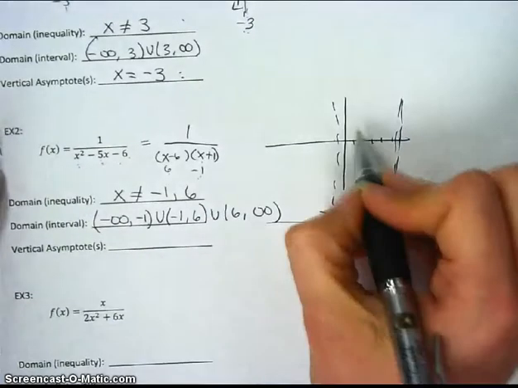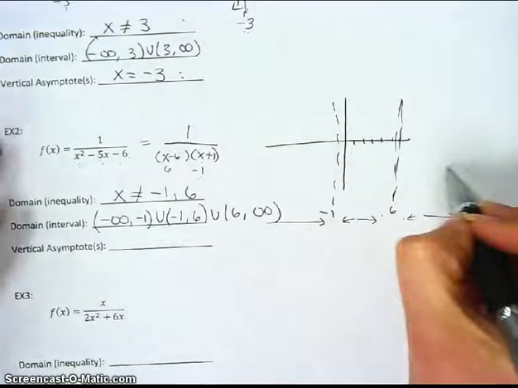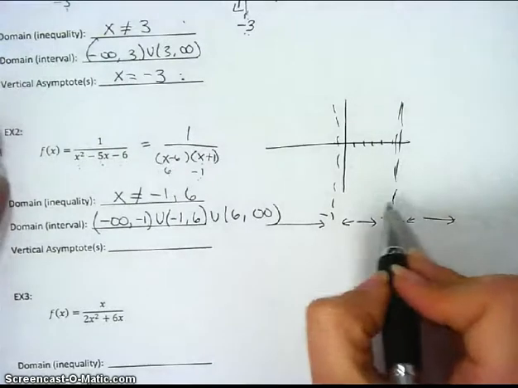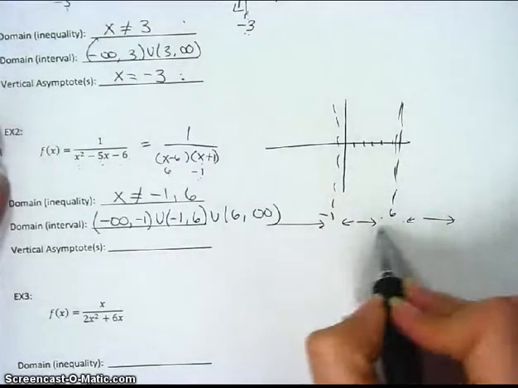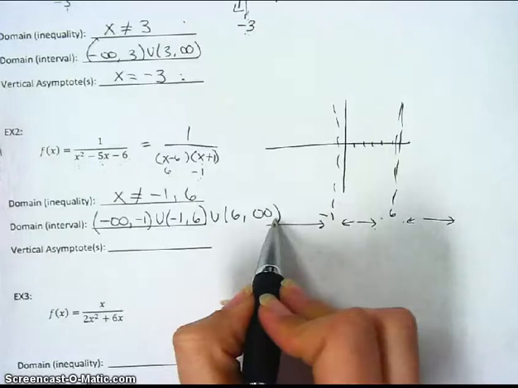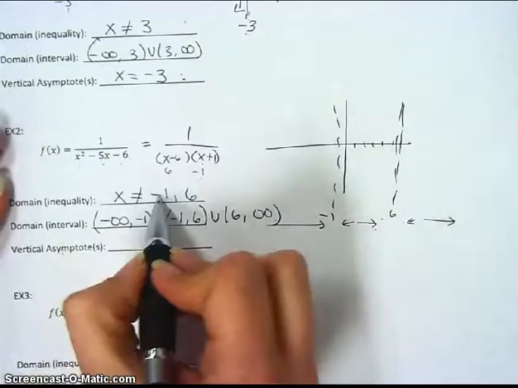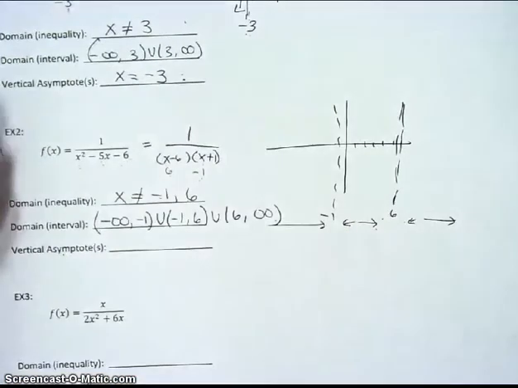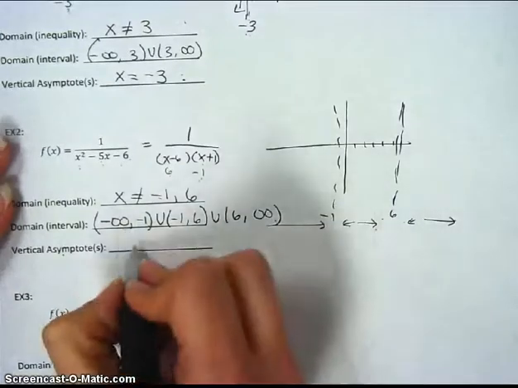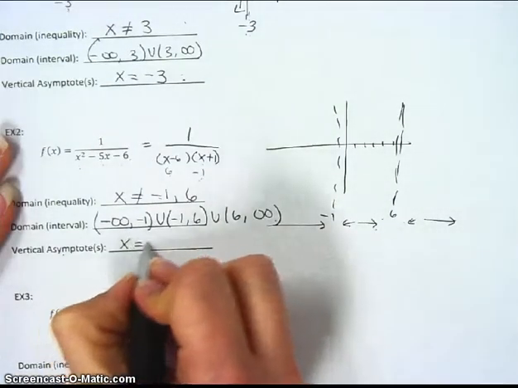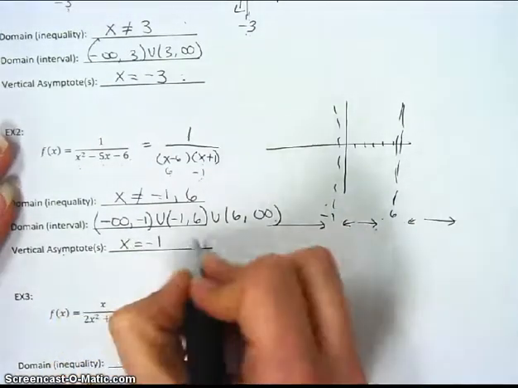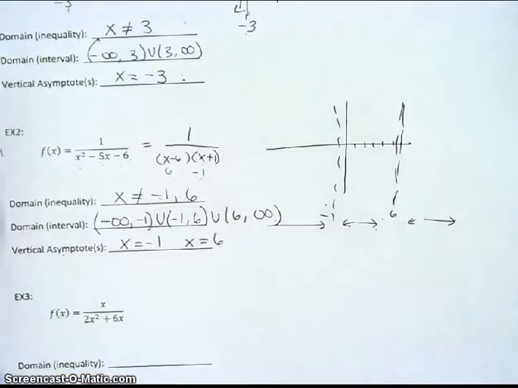This is where drawing in your asymptotes, even if you don't look at any of the rest of the graph, will help you see where your domain in interval notation goes. Our vertical asymptotes, those areas where our rational function is not defined: x is equal to negative 1 is our first vertical asymptote. The other one is x is equal to 6.